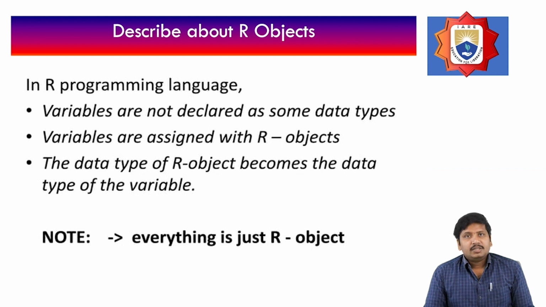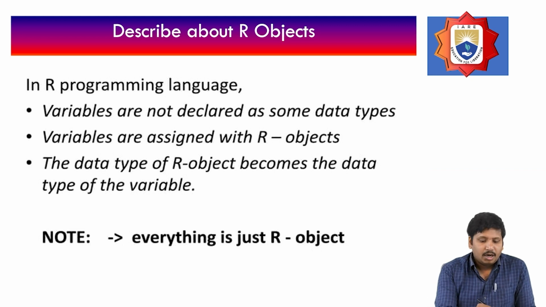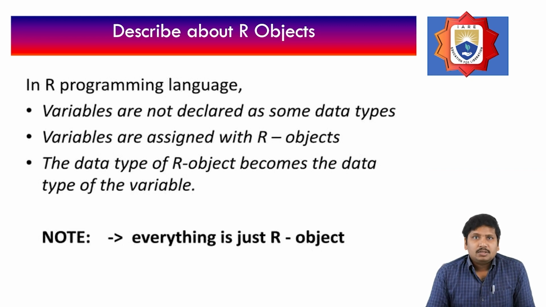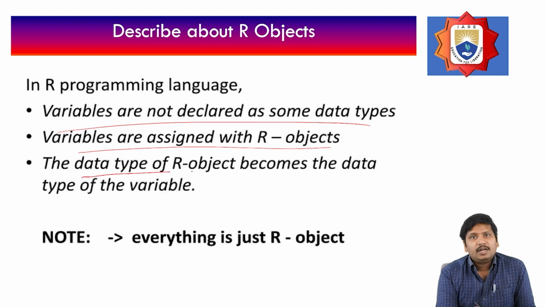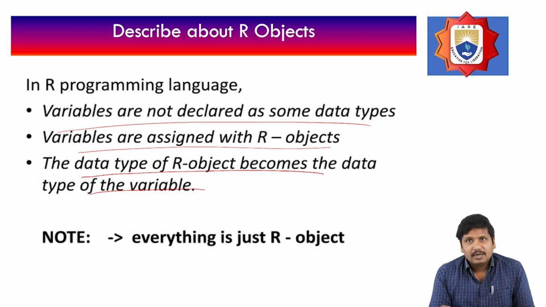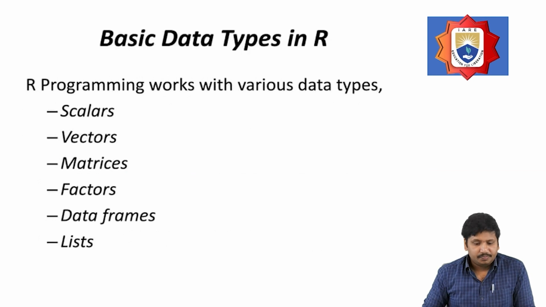And the next one describes R objects. In R programming, variables are not declared with data types. Variables are assigned R objects, and the data type of the R object becomes the data type of the variable. So everything is just an object. In the R programming language, variables are not declared as some data types, and all variables are assigned with R objects, and the data type of the R object becomes the type of the variable.